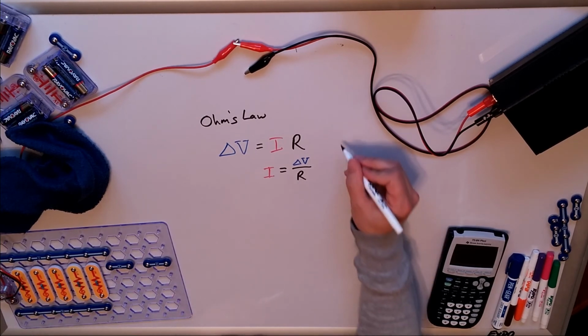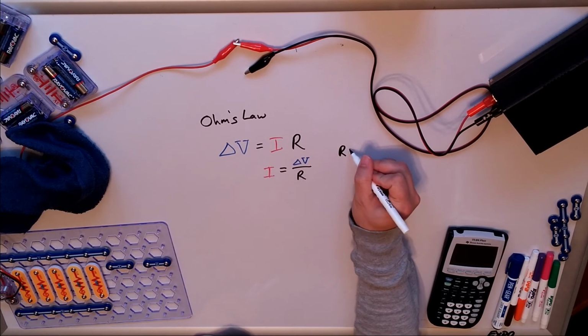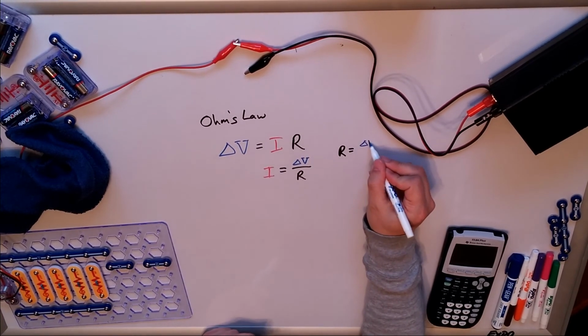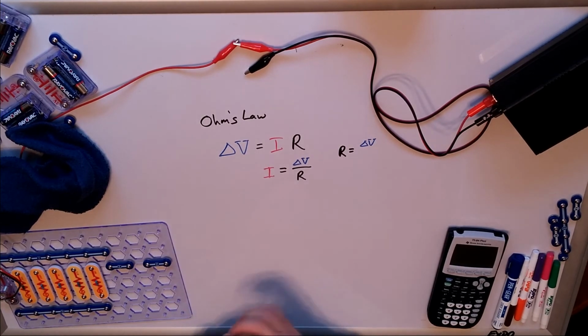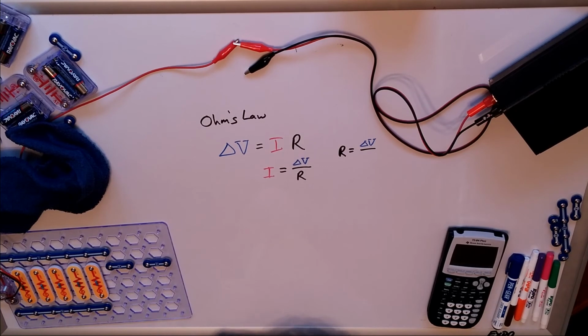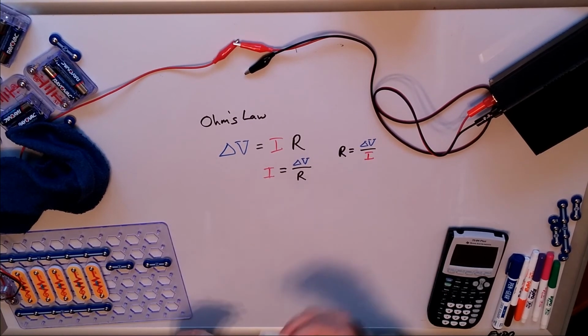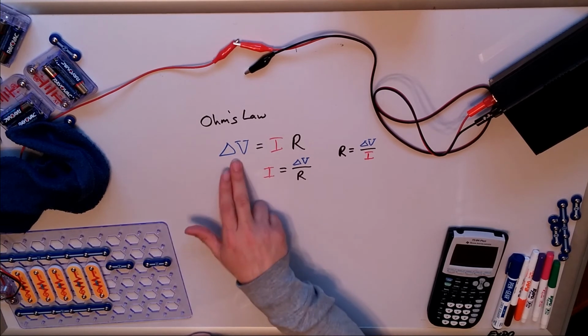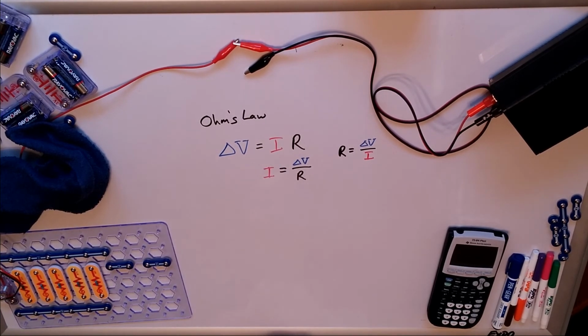There's also the one that we saw just a moment ago, another way of writing it, that R equals delta V divided by I. All of these are different ways of writing Ohm's Law, and you can find them mathematically, algebraically, by moving things around. My preferred is delta V equals IR, so we will be using that in all the videos and things that we develop from here.